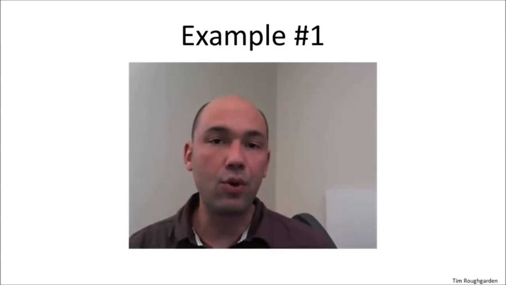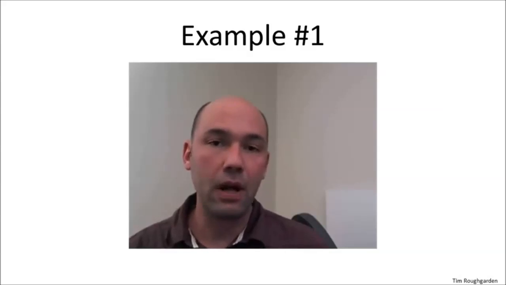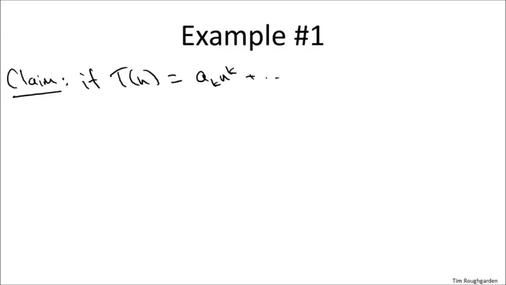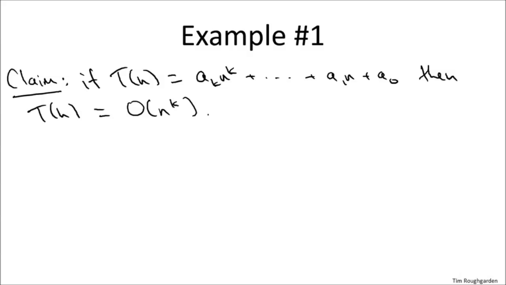So the first example is going to be to prove formally the following claim. The claim states that if T(n) is some polynomial of degree k, so namely a_k n^k plus all the way up to a_1 n plus a_0, for any positive integer k, and any coefficients a_i, positive or negative, then T(n) is big O of n^k. So this claim is a mathematical statement. It's something we'll be able to prove.